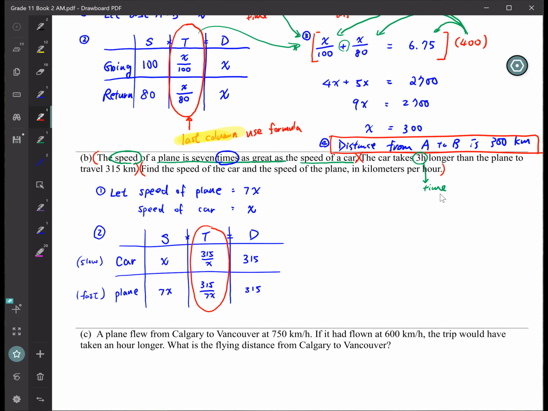Okay, so next part, we got everything down in the table, right? We want to set up an equation. So when you want to set up the equation, you need to look at the time, right? So you mentioned about the 3 hours, right? And then the time column that you got from the table. You use those to try to set up an equation.